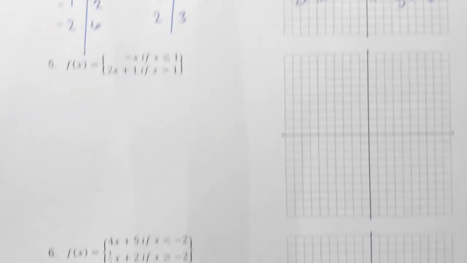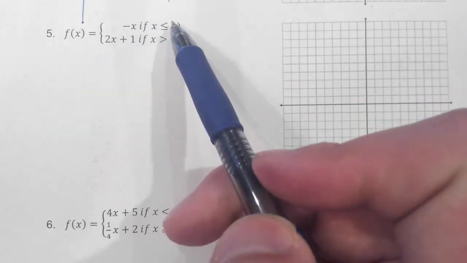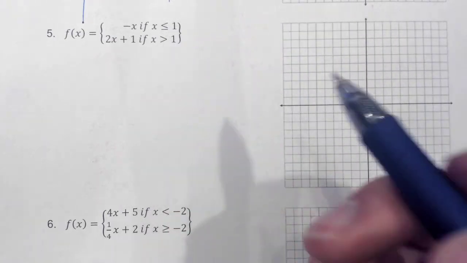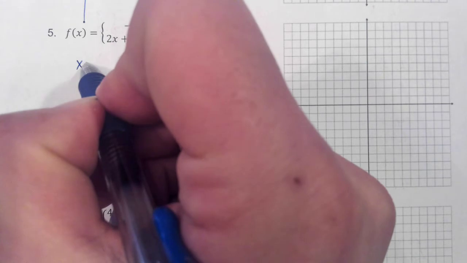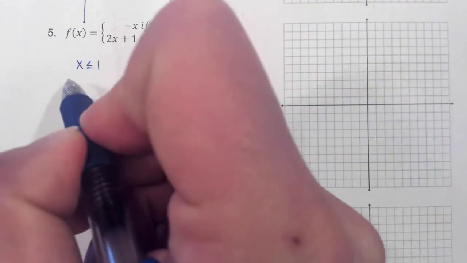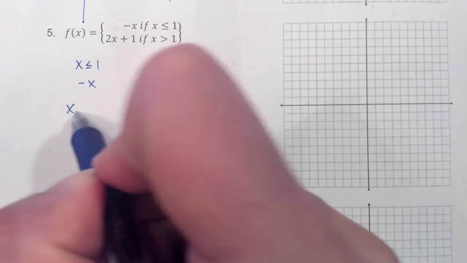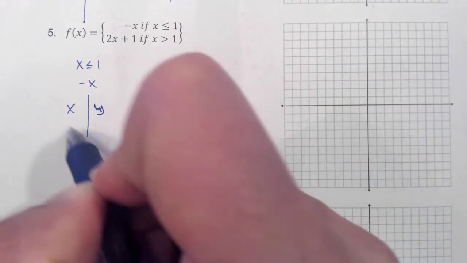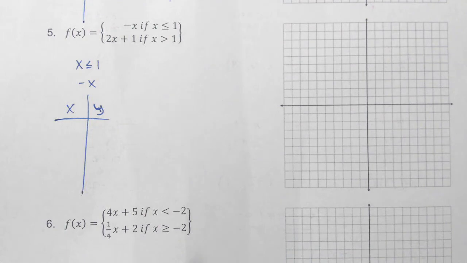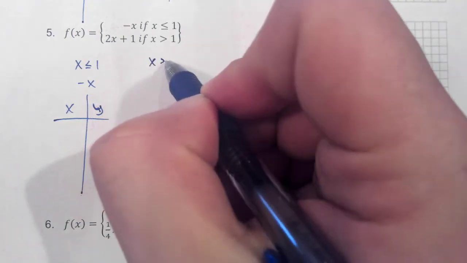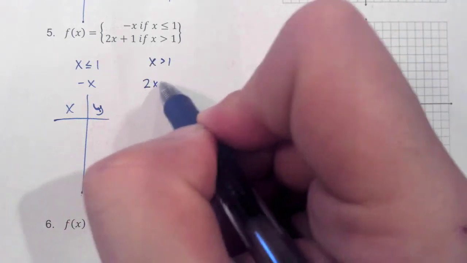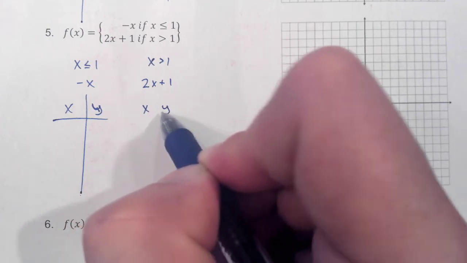All right, let's do another one. Okay, this time, notice my values over here are 1. So I'm going to break it down and write the pieces separately. So I've got x is less than or equal to 1. The function is -x. And my xy table for it. And then my other one is x is greater than 1. Its function is 2x plus 1. The xy table for it.